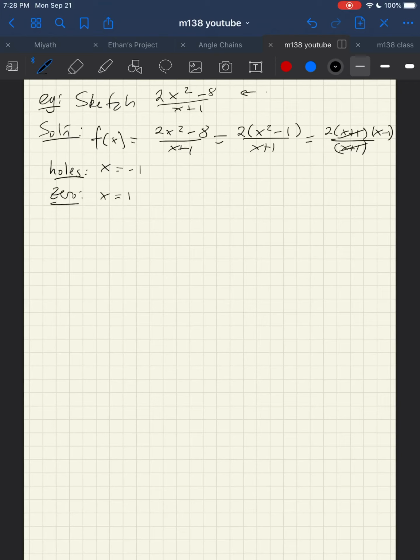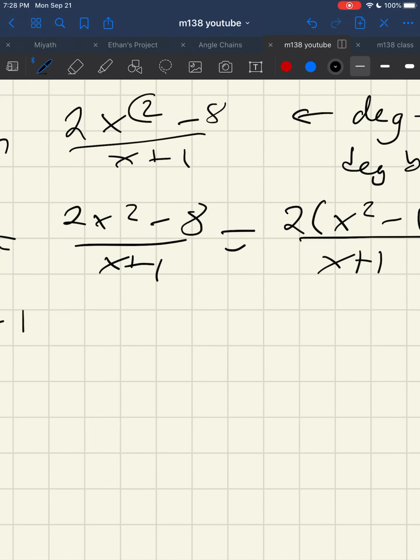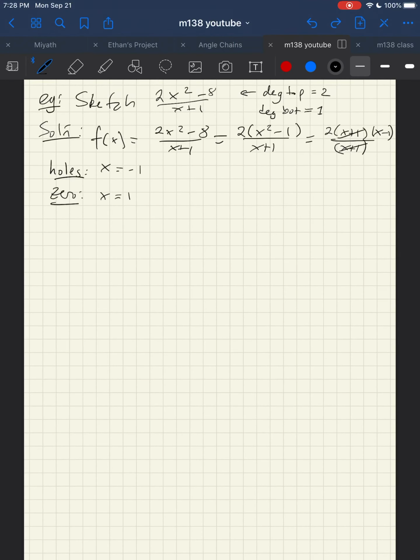But we also have, if you notice, the degree of the top is equal to 2, and the degree of the bottom is equal to 1. And the degree is this exponent here. This exponent is 2. So that means we've got a slant or oblique asymptote. And when we have a slant asymptote, what we want to do is long division. So let's find our slant asymptote. This is because this degree is 1 more than that degree. The numerator has a degree 1 more than the denominator.